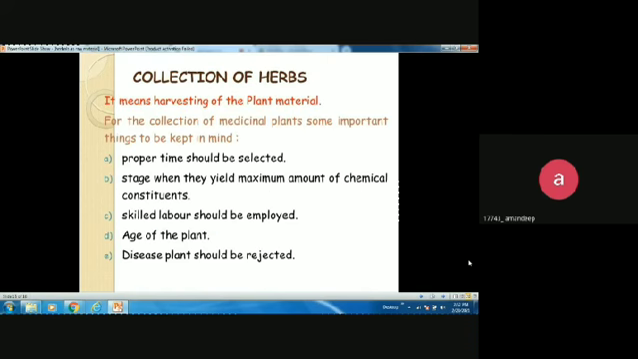Next is collection of herbs. It means harvesting of plant material. For the collection of medicinal plants, some important things to be kept in mind. A. Proper time should be selected. B. Stage when they yield maximum amount of chemical constituents. C. Skilled labor should be employed. D. Age of the plant. E. Diseased plant should be rejected.